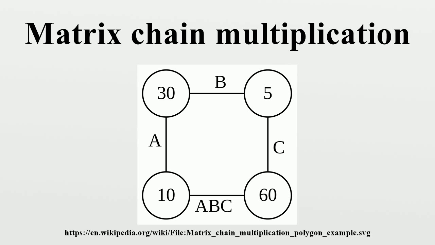For each K from 2 to N, the number of matrices, compute the minimum costs of each subsequence of length K, using the costs already computed. The code in Java, using zero-based array indexes, along with a convenience method for printing the solved order of operations.